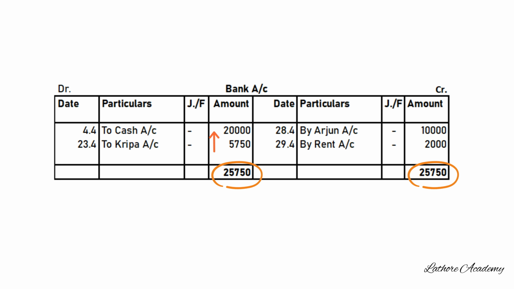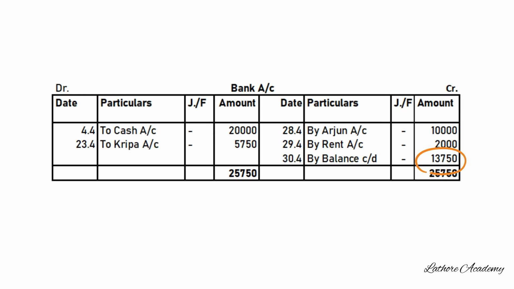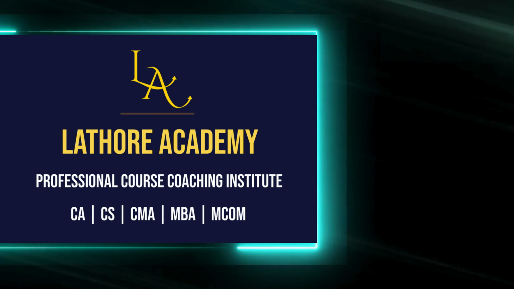Moving on to the bank account ledger, when compared the both sides, the debit side total appears to be more. So 25,750 is appearing. So we have to write on both side totals as 25,750, and we have to put a balancing figure on the credit side as 13,750 by balance carried down. So this will be the opening balance in the next period as to balance brought down, we have to mention in the subsequent period.